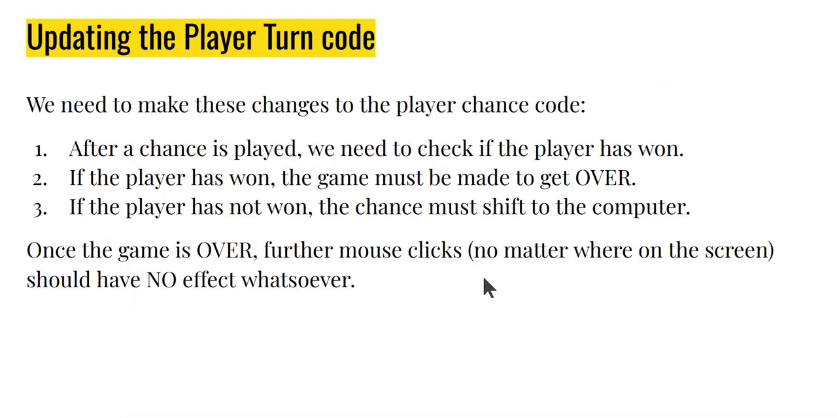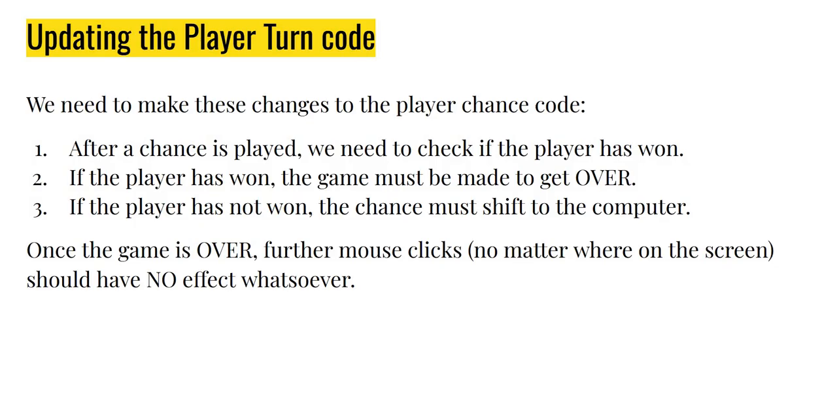Now, let's just look at it briefly. What are the changes that I need to make to the player turn? Well, fundamentally, like I said, after a chance is played, we need to check if the player has won. If the player has won, the game must be made to get over. And if the player has not won, then the chance must shift to the computer. So that's kind of what the flowchart said. We'll see this in the code.